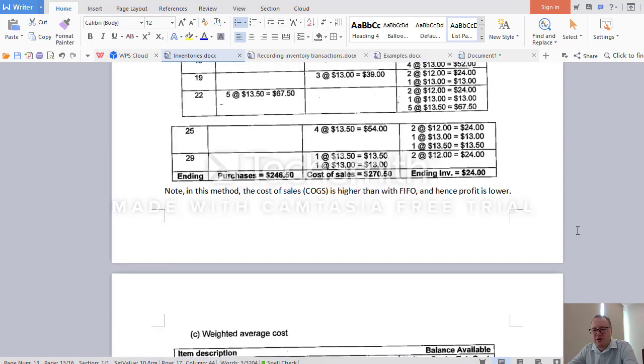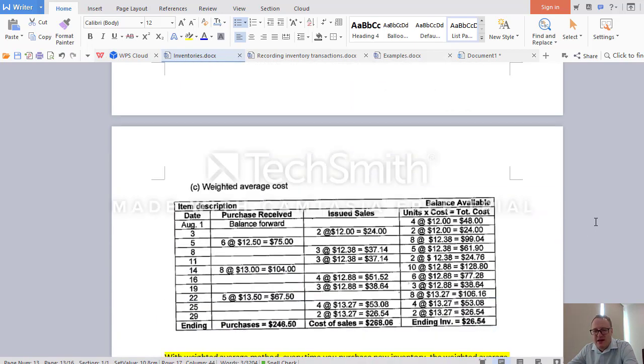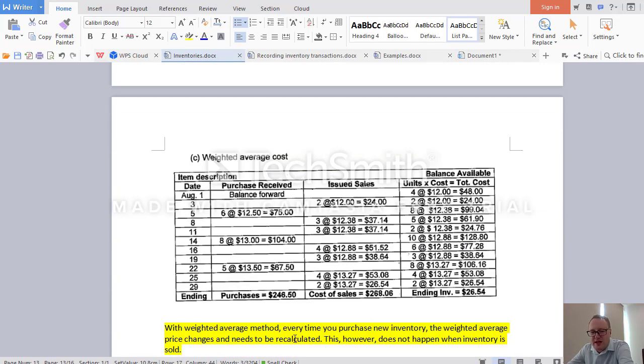Now the weighted average method. With weighted average method, every time you purchase new inventory, you need to recalculate the cost of the inventory. But if you sell them, you don't need to do that. So you start with 4 items at $12 cost. You sold 2 items at $12, of course. You are left with 2 items at $12. Now you're purchasing 6 items at different cost, 12.5.